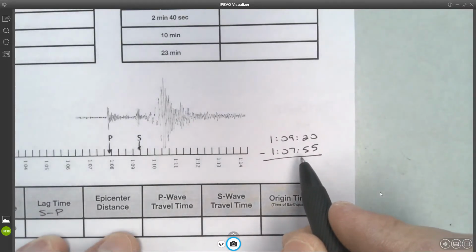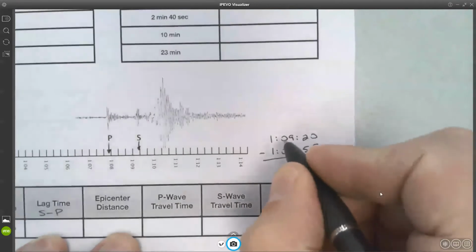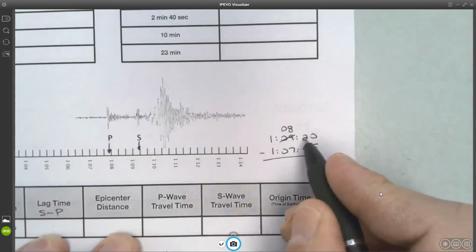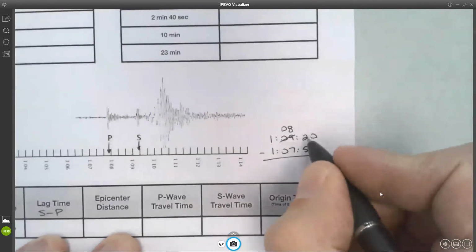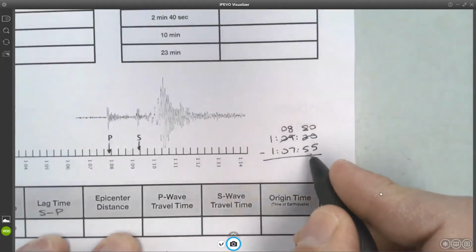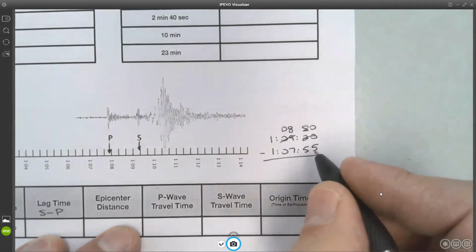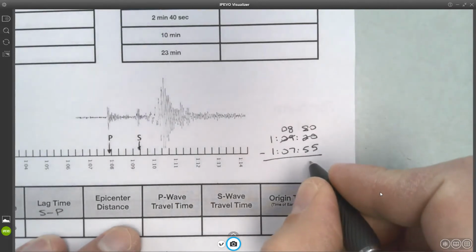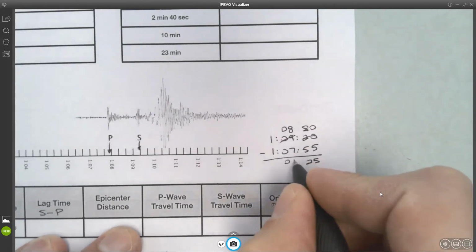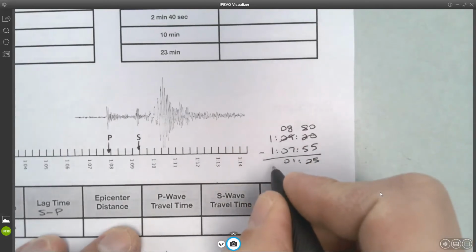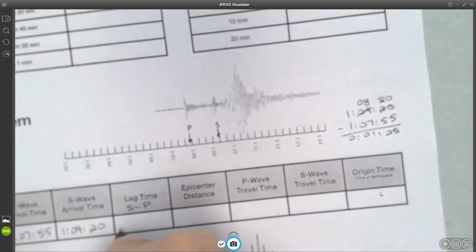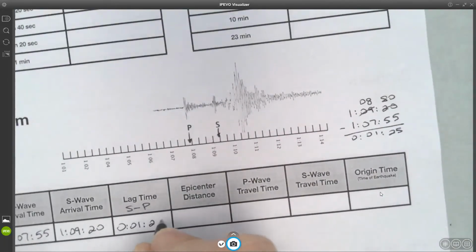So what I'm going to have to do here is borrow from the minutes column. So I'm borrowing a whole entire minute. This becomes 8 minutes now. And now, because I borrowed a minute, I'm adding 60 seconds to this column. So this now becomes 60 plus 20, which is 80. 80 minus 55 is something that you can now do, right? And you know that that is 25. Now, 8 minus 7 is 1, and 1 minus 1 is 0. So that's 0 hours, 1 minute, and 25 seconds. So I'm going to write that over here. 0 hours, 1 minute, 25 seconds.